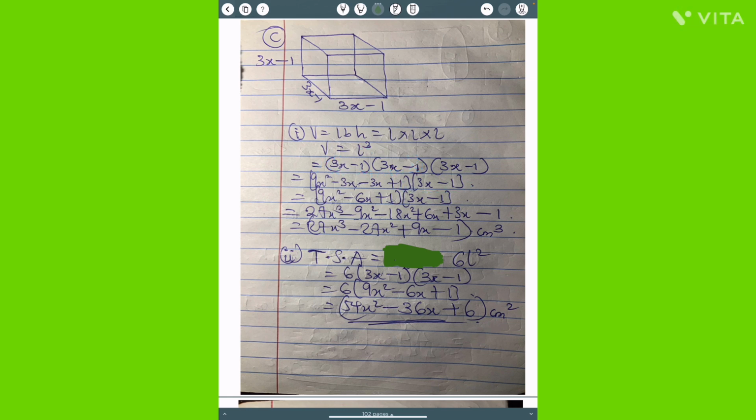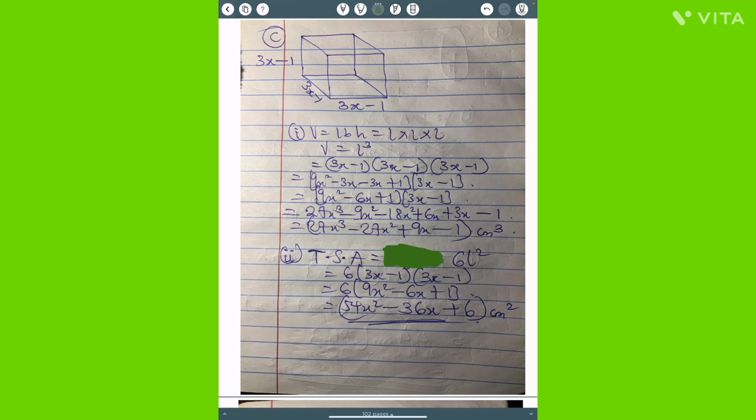So here, I'll do 3x times 3x, get 9x squared. Do 3x times minus 1, get minus 3x. Do minus 1 times 3x, get minus 3x again. Then minus 1 times minus 1, get plus 1. So I'll now multiply this answer by this second bracket to get this. So the volume of the cube is 27x cubed minus 27x squared plus 9x minus 1 centimeter cube.